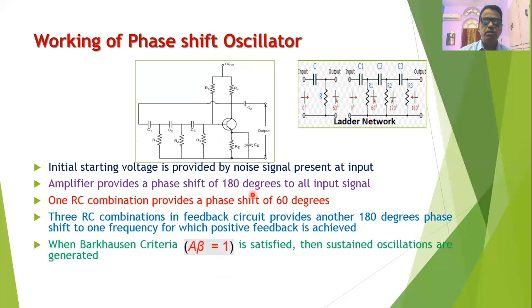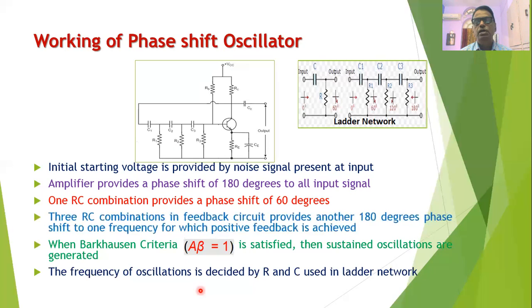And when this Barkhausen condition A beta is equal to 1 is satisfied, that is when the product of the amplifier gain and the feedback ratio is equal to 1, then we can say that sustained oscillations are generated at the output of the amplifier. The frequency of oscillation is decided by the RC components used in the ladder network. So the frequency of oscillation will not depend upon the amplifier, but it will depend upon these RC components that are used in the ladder network.